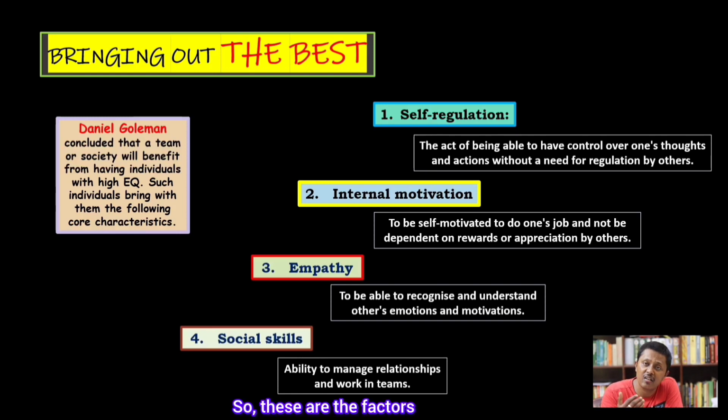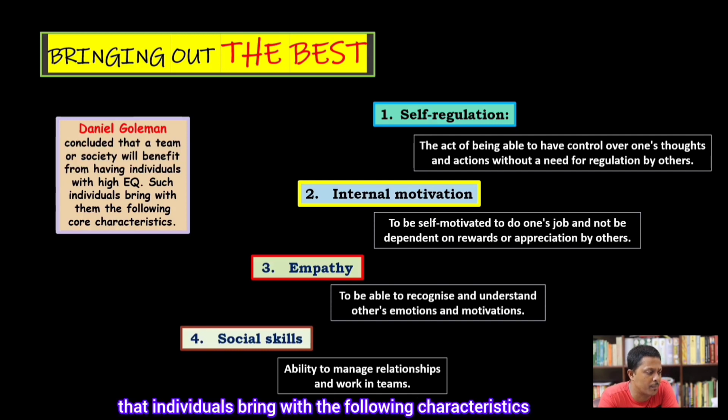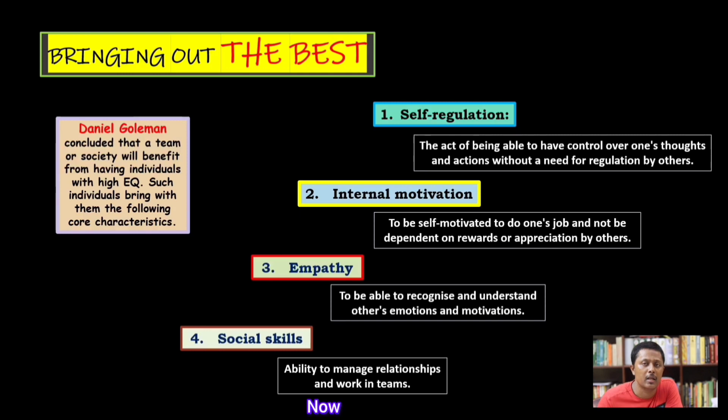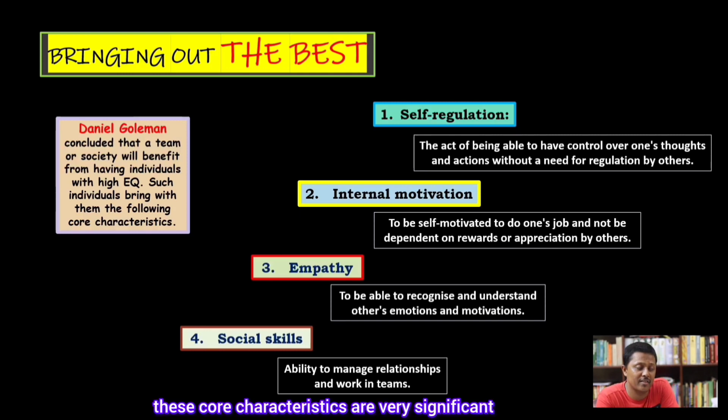So these are the factors: self-regulation, internal motivation, empathy, social skills are the best factors that Daniel Goleman thought individuals bring with the following characteristics. These are called core characteristics according to Goleman. Now, these core characteristics are very significant in order to bring your best, because if you maintain self-regulation and internal motivation, empathy, and social skills, you will be a better person in a society.